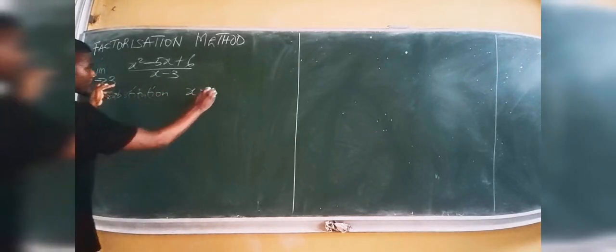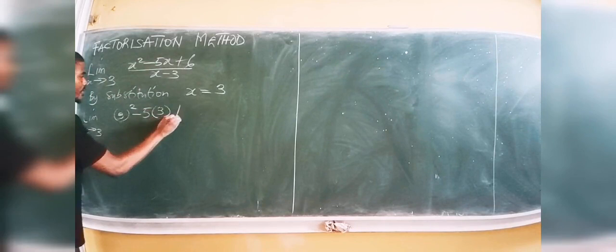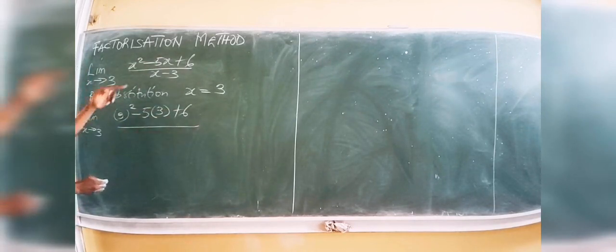you set x to be equal to the point of the limit. I have the limit as x tends to 3 here, so x equals 3. Therefore, this becomes the limit as x tends to 3. In place of x squared, we said x is 3, so it becomes 3 all squared, minus 5 into 3, plus 6, all over 3 minus 3.